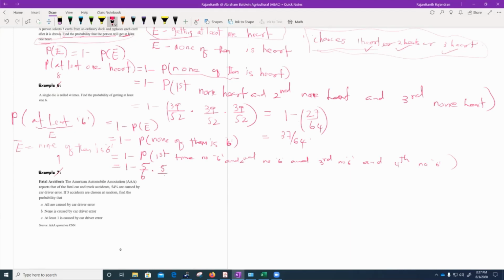In the second time also 5 out of 6, and 5 out of 6. So getting a number other than 6 is 5 chances out of 6 for each trial. Therefore it is 5 over 6 times 5 over 6. So when you simplify this, it should give you 0.518.